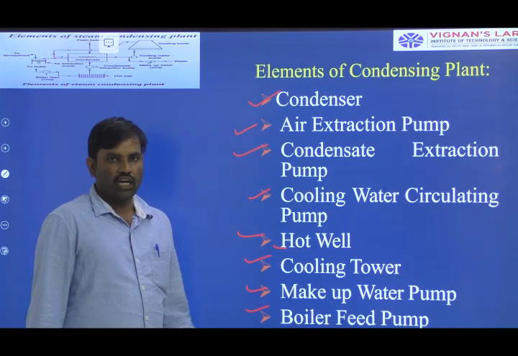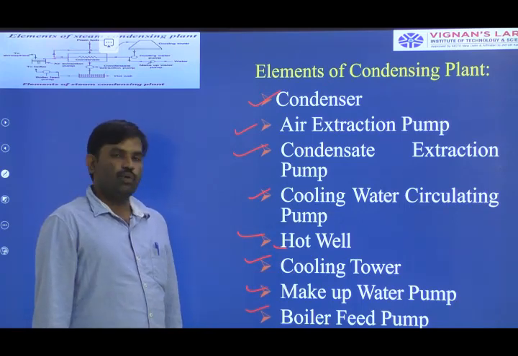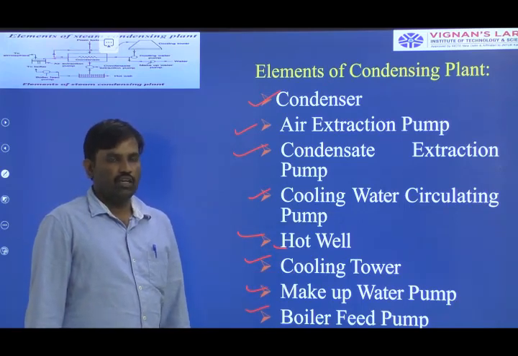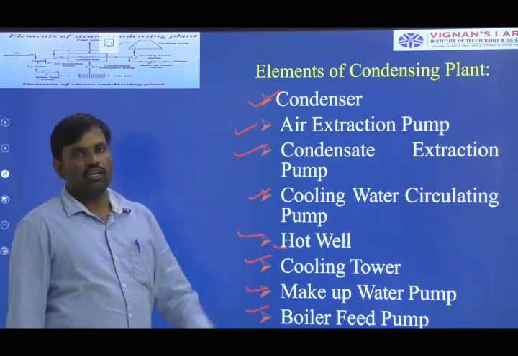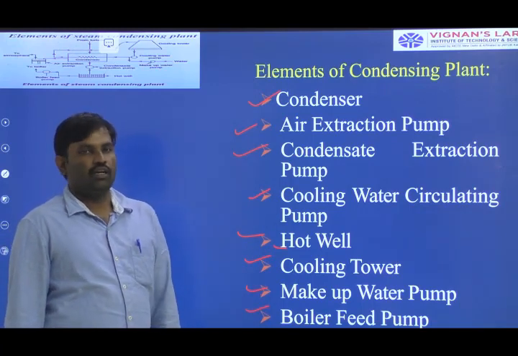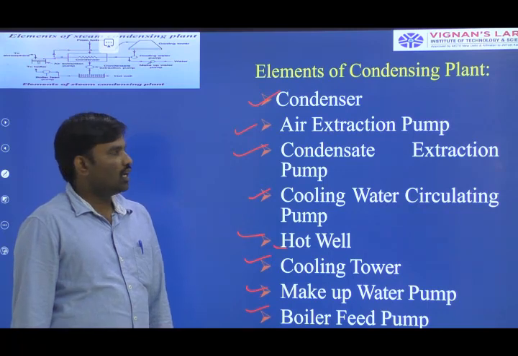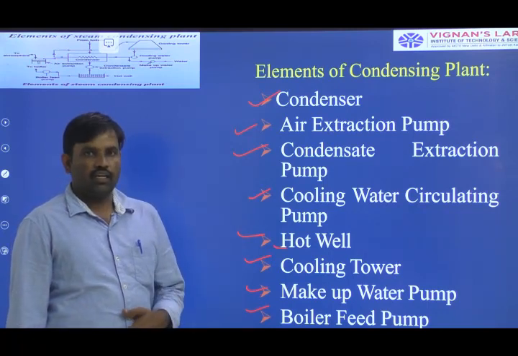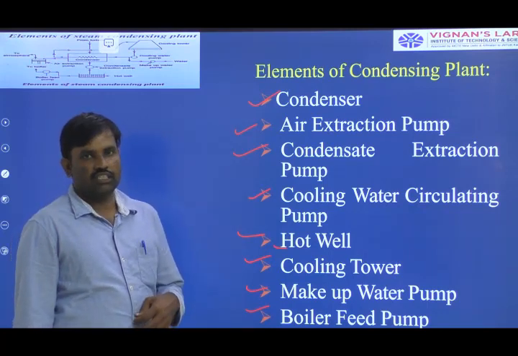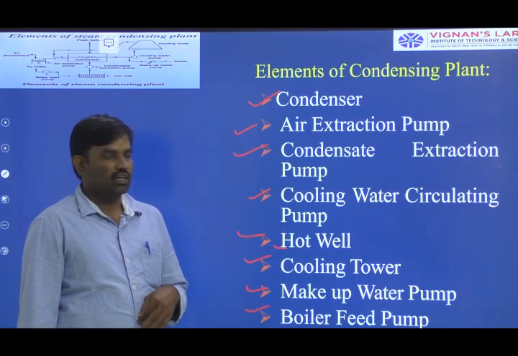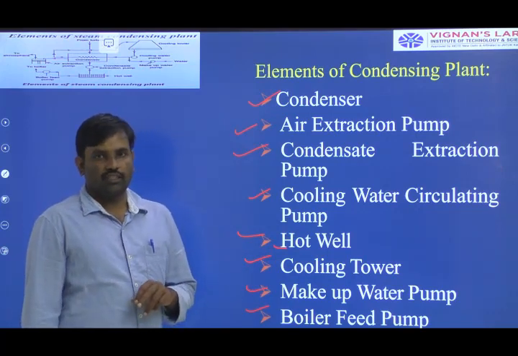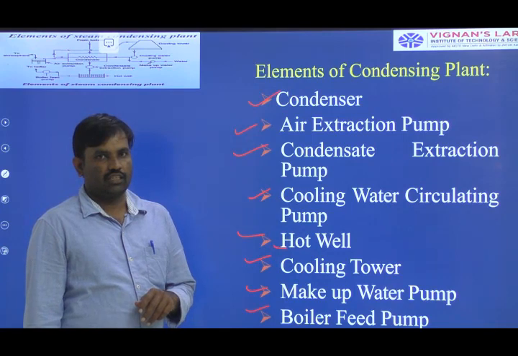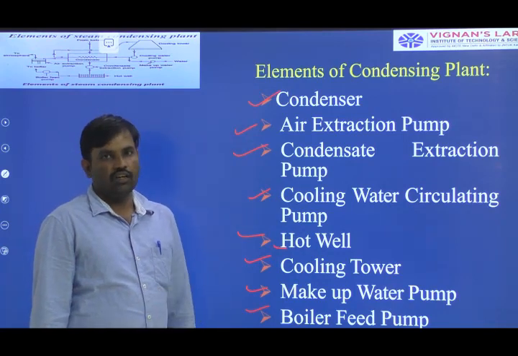After sending the hot water to the boiler section, we generate the steam there. That generated steam again enters the steam turbine and produces some work output, and again enters the condenser section as exhaust steam. In that manner we repeat the steam power plant operating cycle. In a cyclic manner we produce the work output.